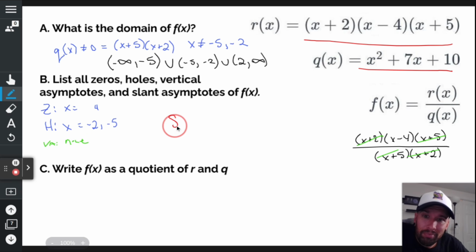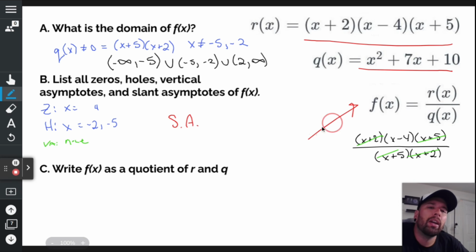When this is graphed, this takes on the role of a linear equation that looks like this, where you're not allowed to plug in negative 5. So negative 5 over here is a hole, and you're not allowed to plug in negative 2. It looks like that. So what is the slant asymptote? The slant asymptote is y equals x minus 4.